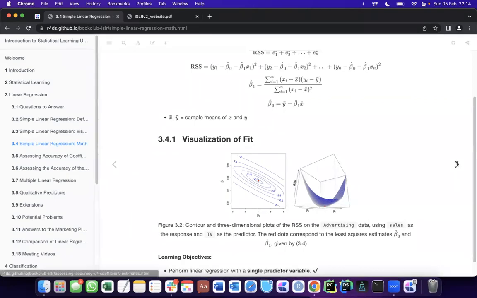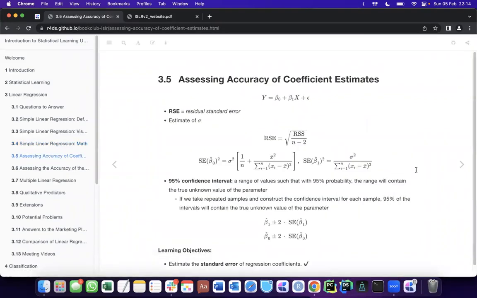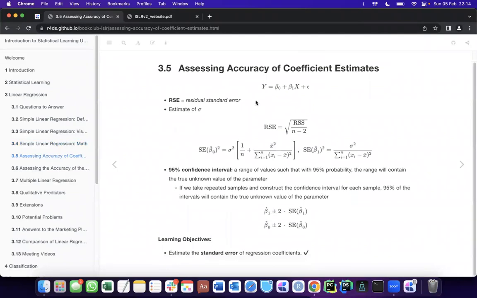We then move on to, okay, so if we have our definition, we've got a value for our intercept coefficient and our slope coefficient, but how can we actually tell whether that's a good coefficient estimate or not? And this is where we bring back in our error term. So we're trying to calculate our residual standard error from that residual sum of squares term.